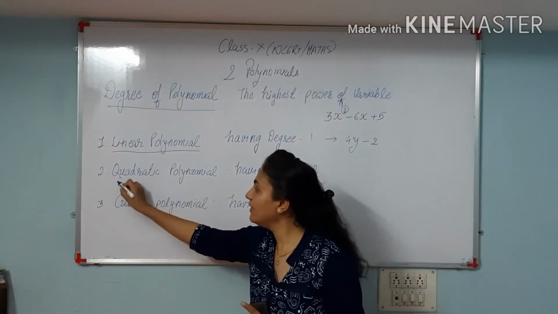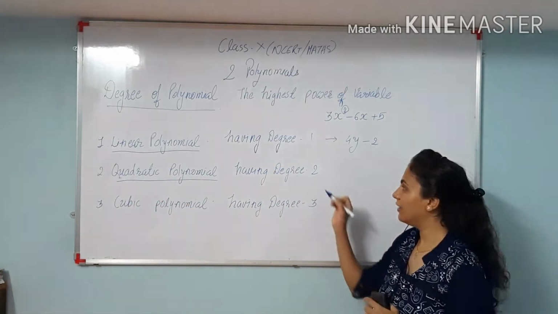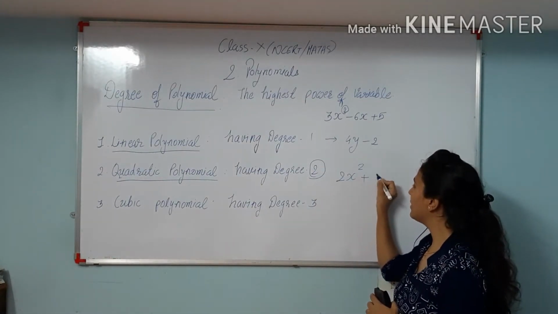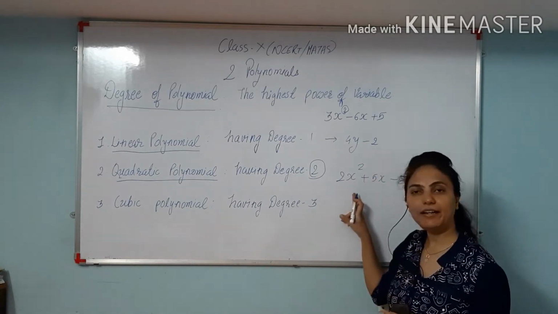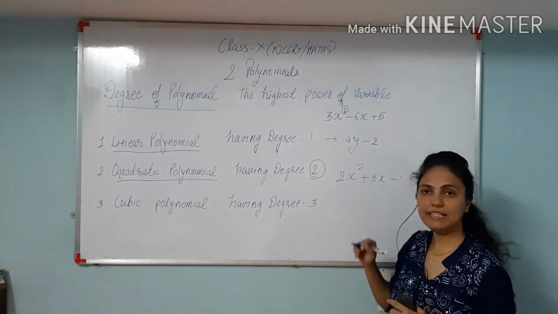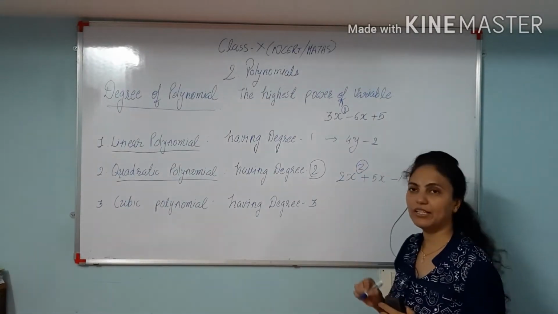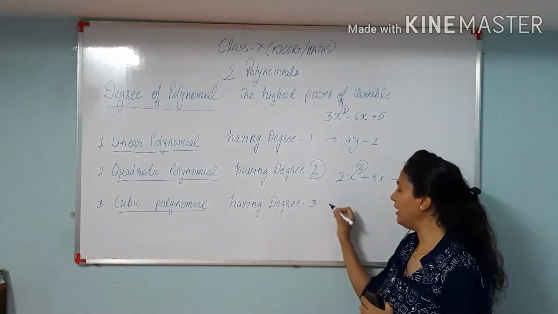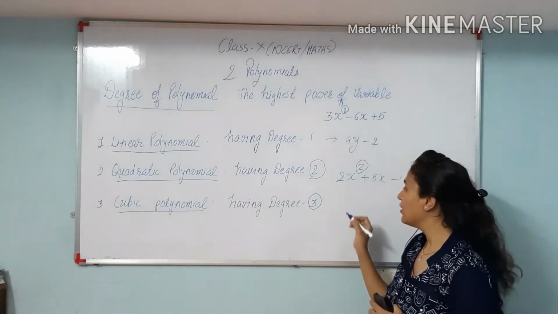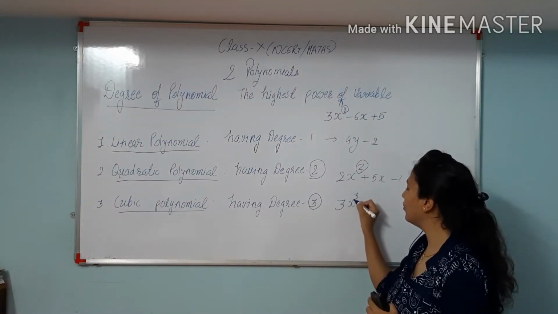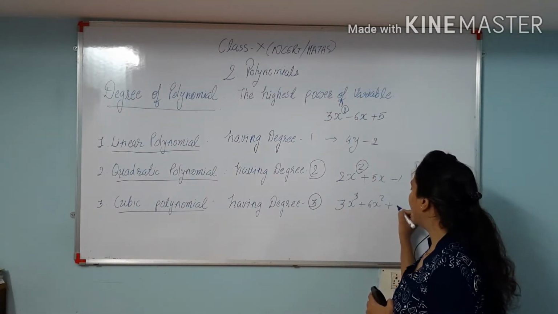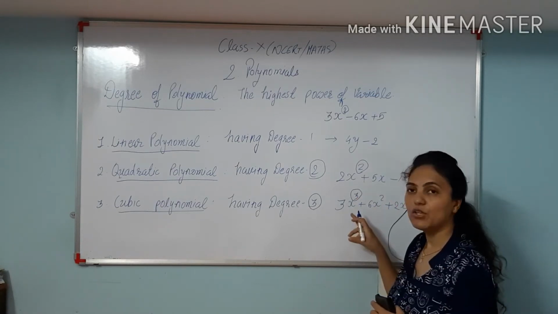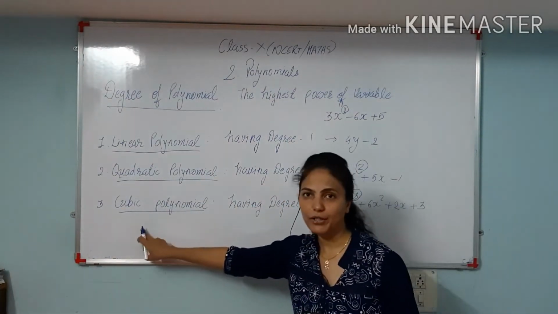The second category is quadratic polynomial. Here the degree would be 2. For example, 2x square plus 5x minus 1. Here x is the variable again and the highest power is 2. That's why 2 is the degree of given polynomial. Now the next word is cubic polynomial. We know here the degree is 3. So here for example 3x cube plus 6x square minus 2x plus 3. So here highest power is 3. So such kind of polynomials are called cubic polynomial.